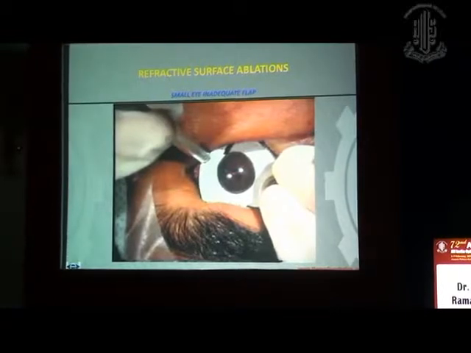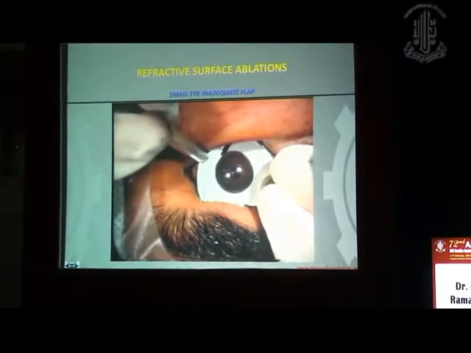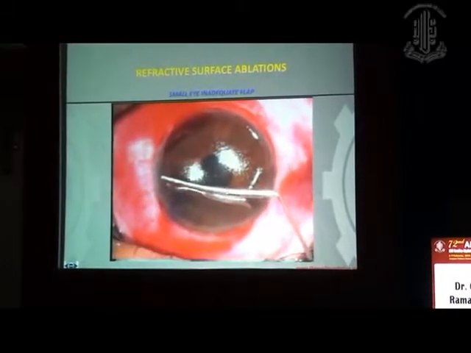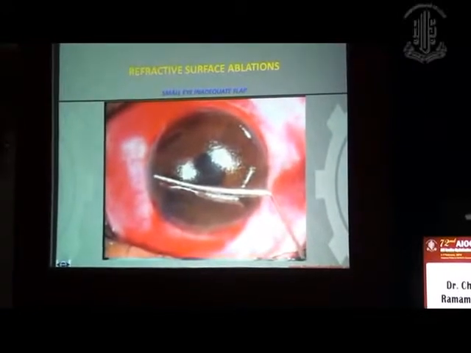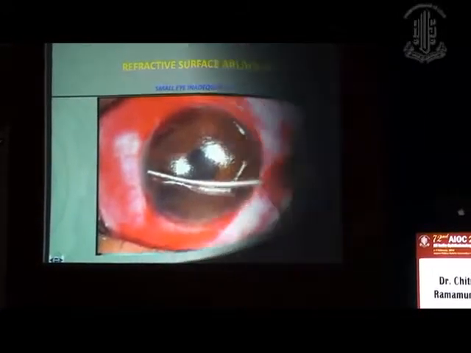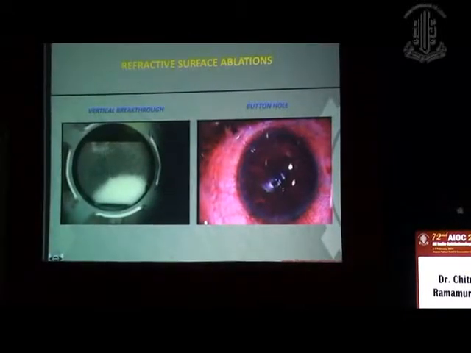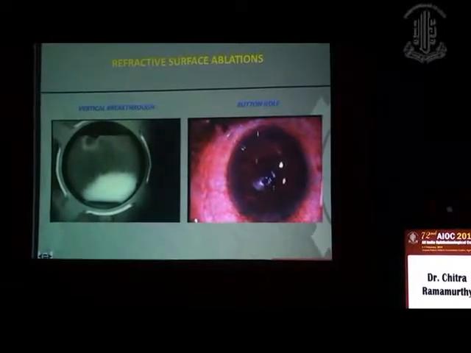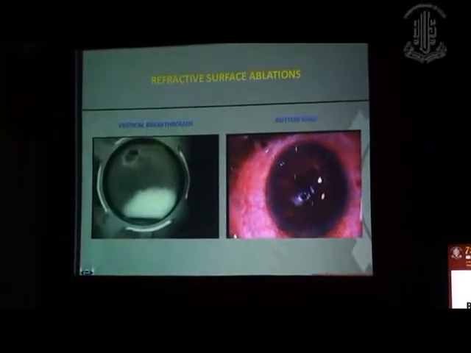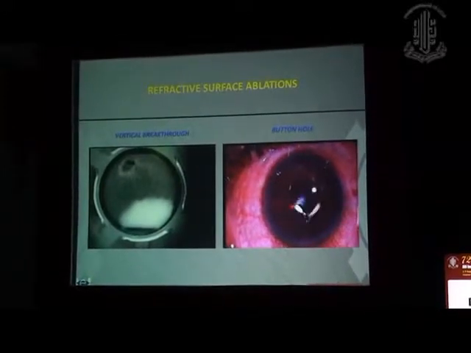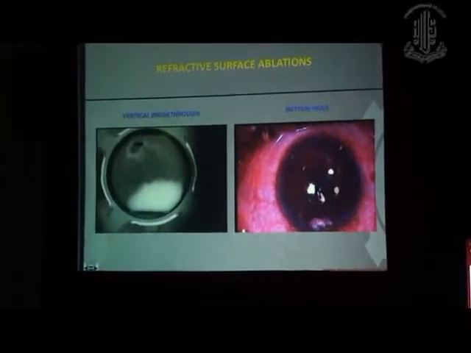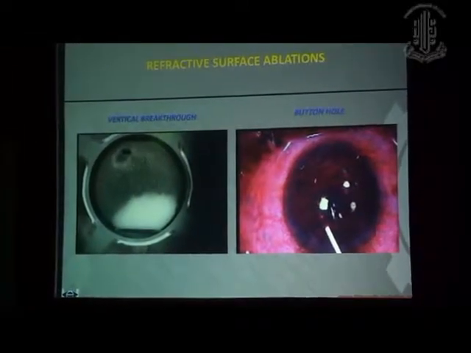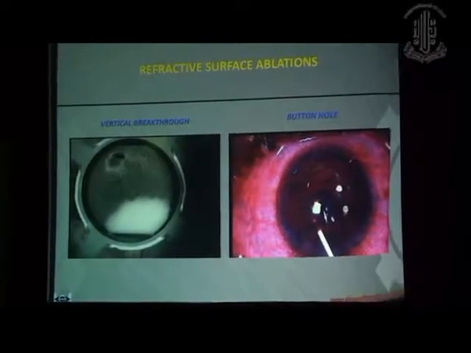This is a very small eye, wherein I used a microkeratome much earlier on, a decade or more than a decade back, when I had this kind of an inadequate flap. Presently, in these small eyes, I would definitely do a surface ablation. Or now, if you've had an inadequate flap, secondarily treat it with a surface ablative option. If you have a vertical breakthrough, or if you have erroneously done Intralase in these eyes, then you have a buttonhole in the flap, as you can see. These are situations which primarily should have been done as a surface ablation, or now as a secondary option, you go ahead and do a surface ablation.